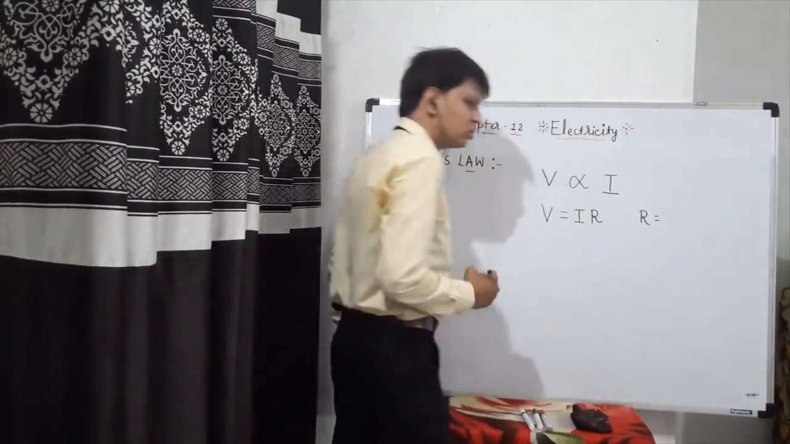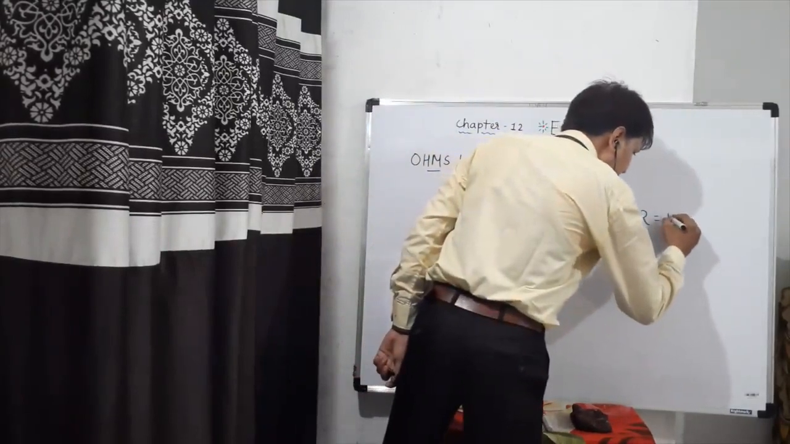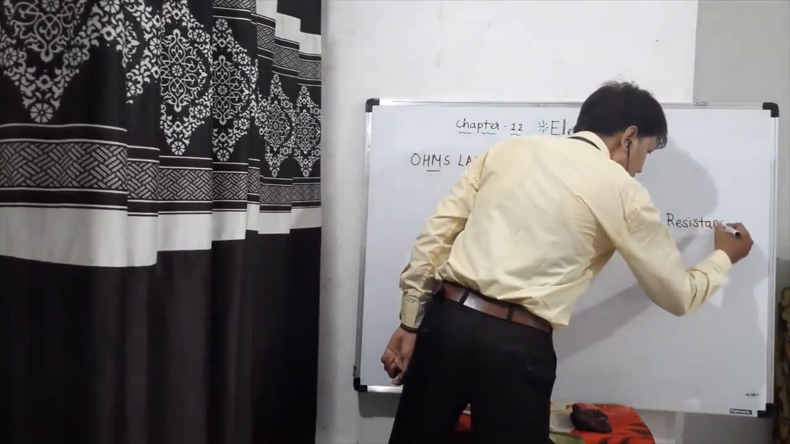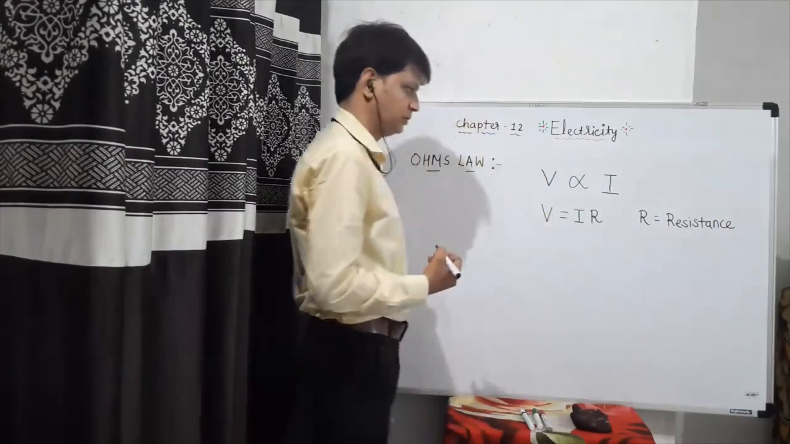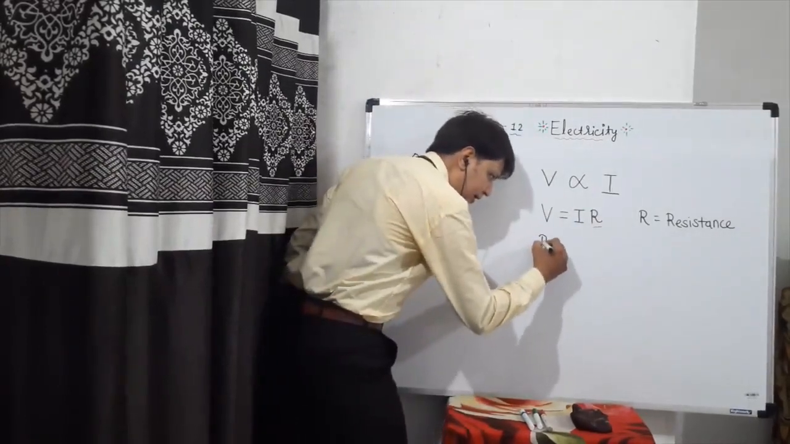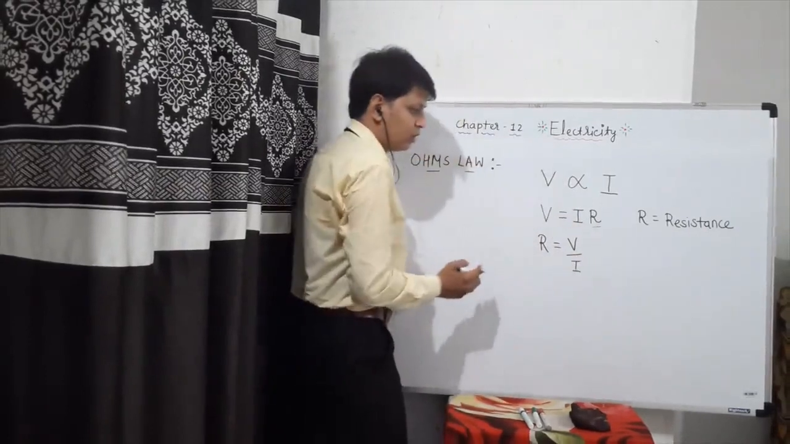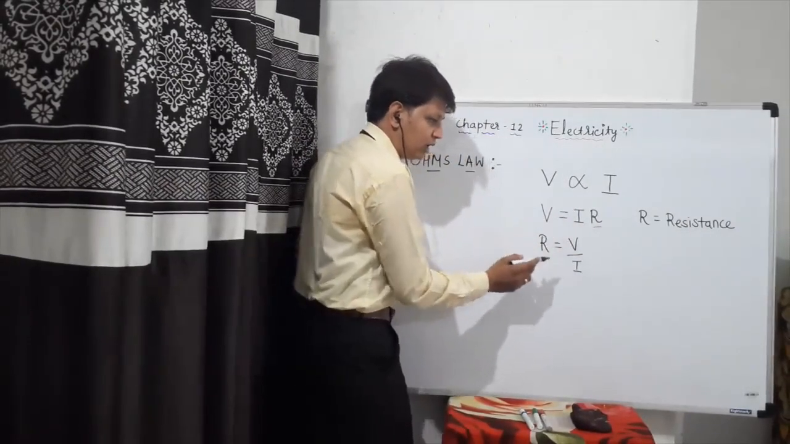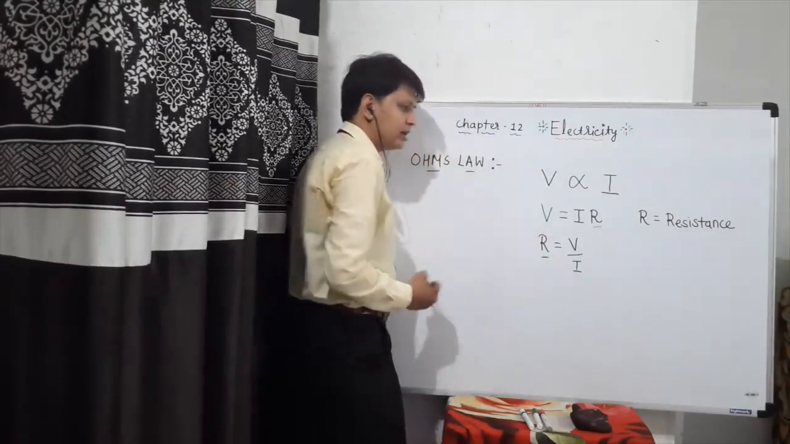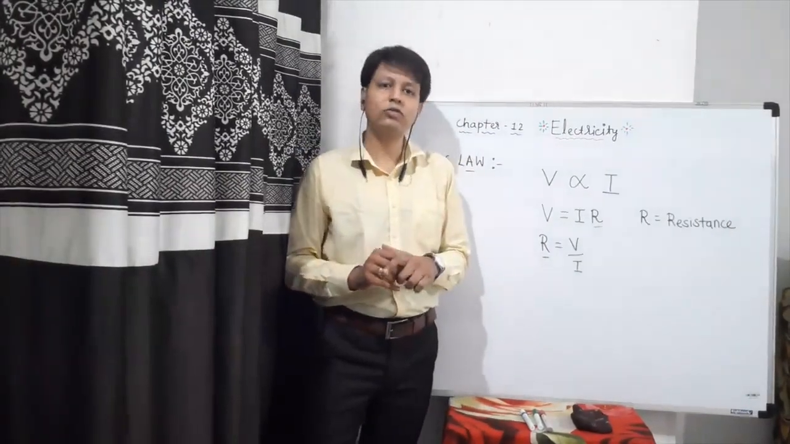Now as per Ohm's law, R, which is a constant, is considered as the resistance of the given metallic wire. Actually R is a constant, so I can write R equals V upon I, where the ratio of V and I will remain constant, so that we can say resistance is one characteristic of a given material.